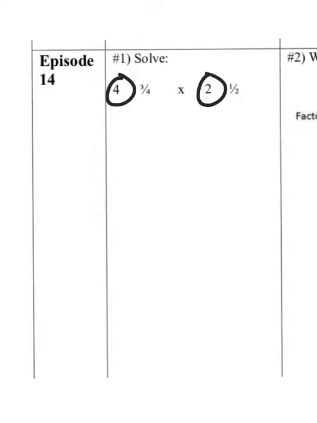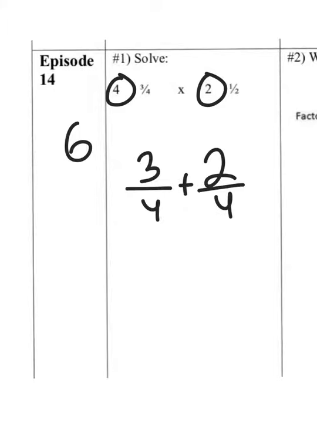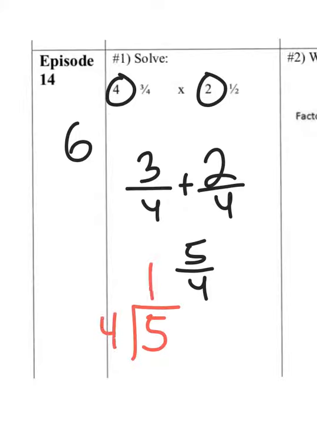So 4 plus 2 is 6. And then 3/4 plus 1/2. 1/2 is really 2/4. And then that'll give us 5/4. 5/4 is really 5 being divided by 4. So we'll get 1 whole.